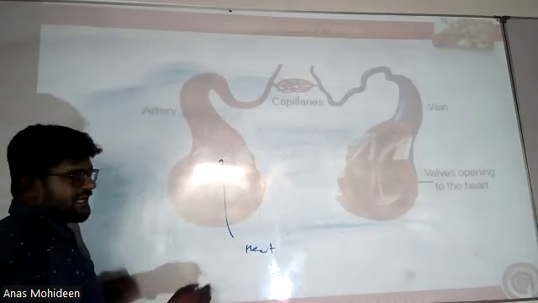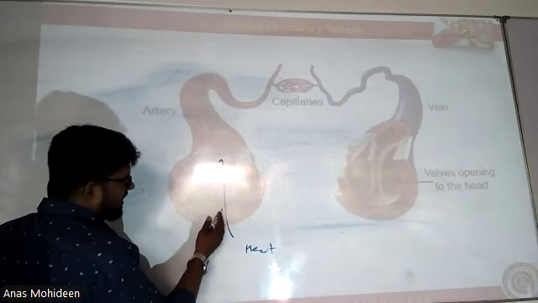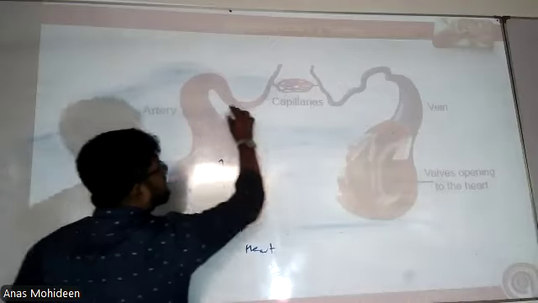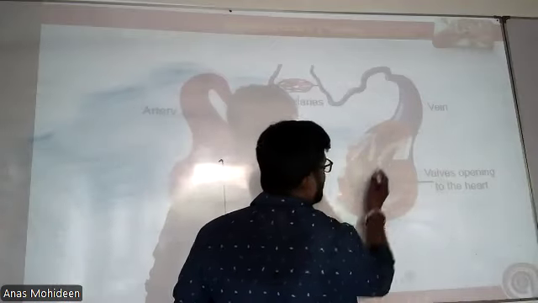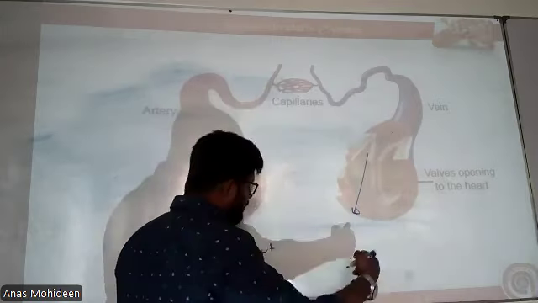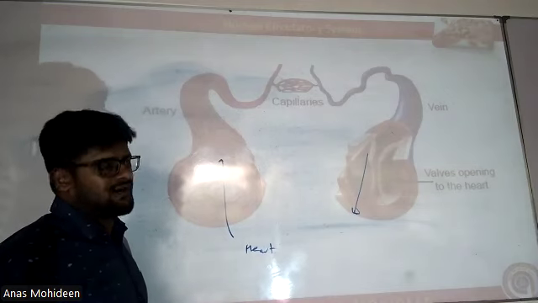Right? From the heart, blood is going out, so the blood will be moving inside when you go through the artery. It makes the capillaries, and then it comes out as the vein. So here the blood should be flowing out towards the heart. Correct?